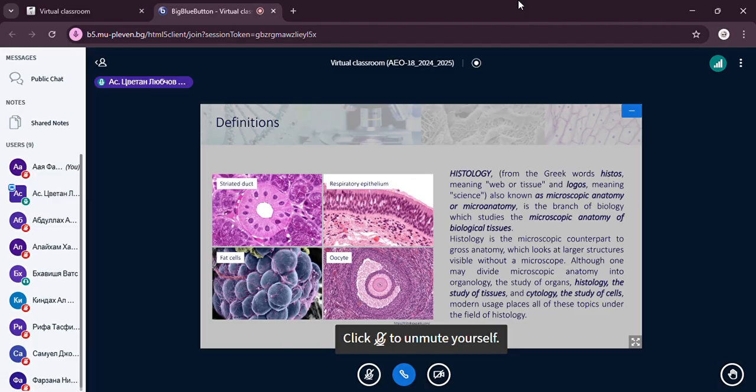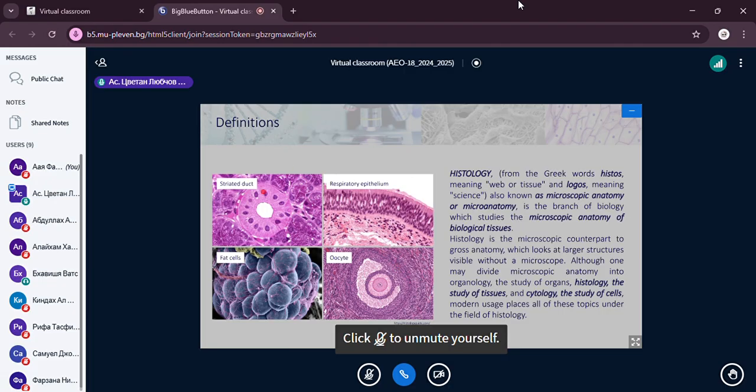Here on this presentation, you can see several different examples of tissue slides. Here, for example, we're looking at the glandular epithelium. This one here is called covering epithelium. This is a fat tissue. And here you're going to see the oocyte within the follicle, which is localized in the ovary. So you're going to see a lot of examples of histological tissue.